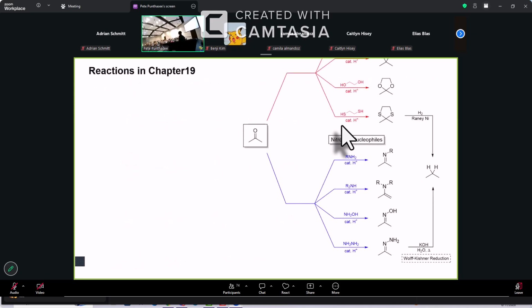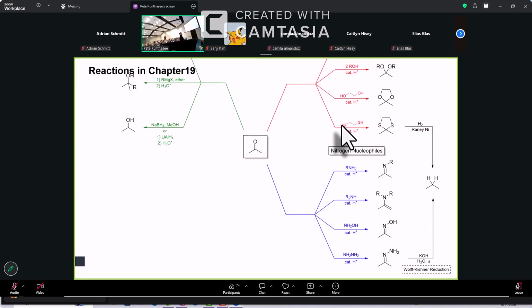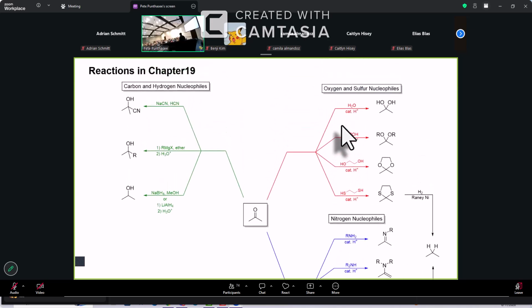Okay. All right. Summarize it. So we have the oxygen nucleophile, sulfur nucleophile, nitrogen nucleophile. Okay. All right. We're going to move on to the top left. This is the carbon and hydrogen nucleophile. They do the same thing. All that right there, they do the same thing. Now, here's the thing. Here's the difference. I put this on this side for a reason. On the right side, I'm going to go back one slide.